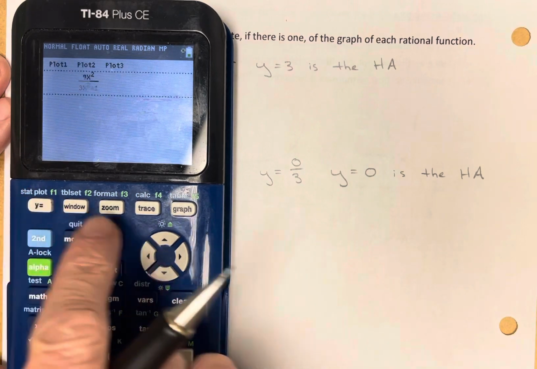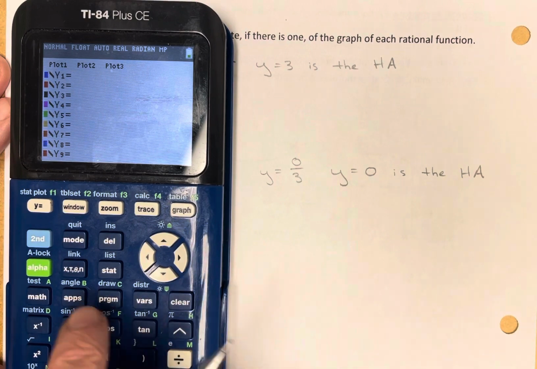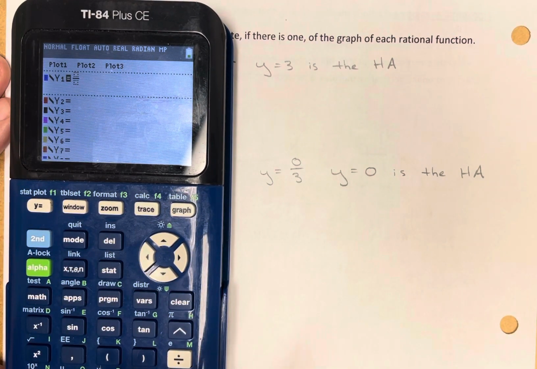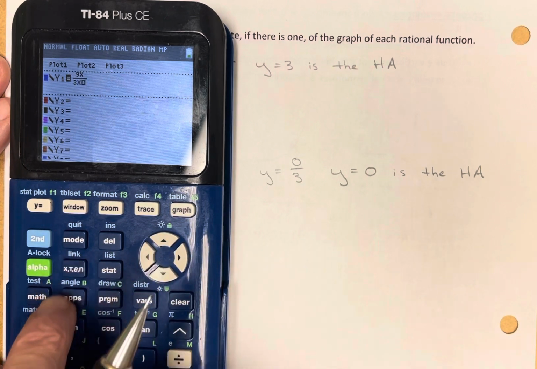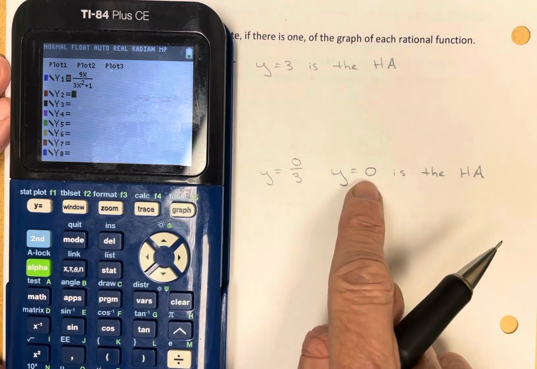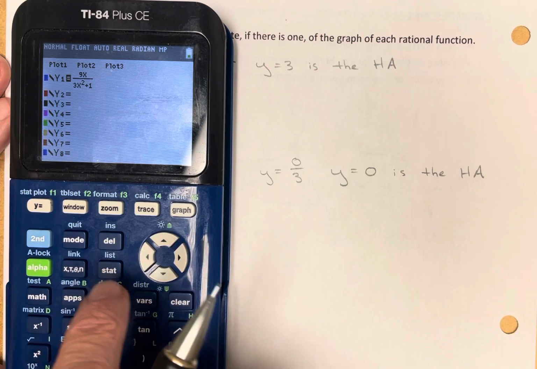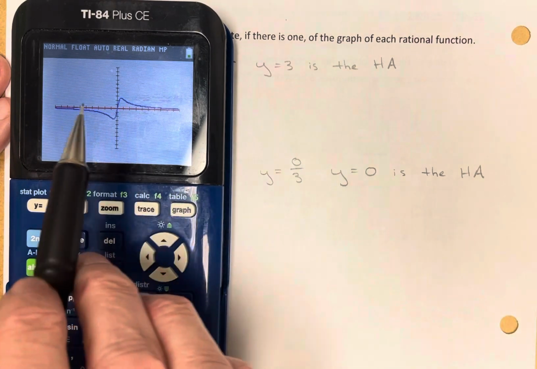Okay, I'm going to clear this one out. And I'm going to put in my fraction bar, and I think I had 9x over 3x squared plus 1. And I said that the x-axis is the horizontal asymptote. I'll draw in red with y equals 0. Here comes the graph of this rational function. It's in blue. And there you go, there's the horizontal asymptote.